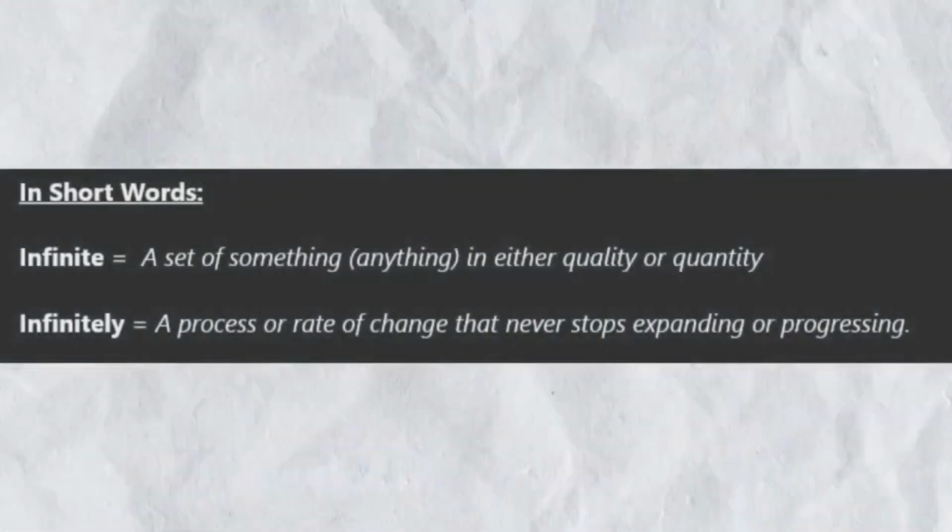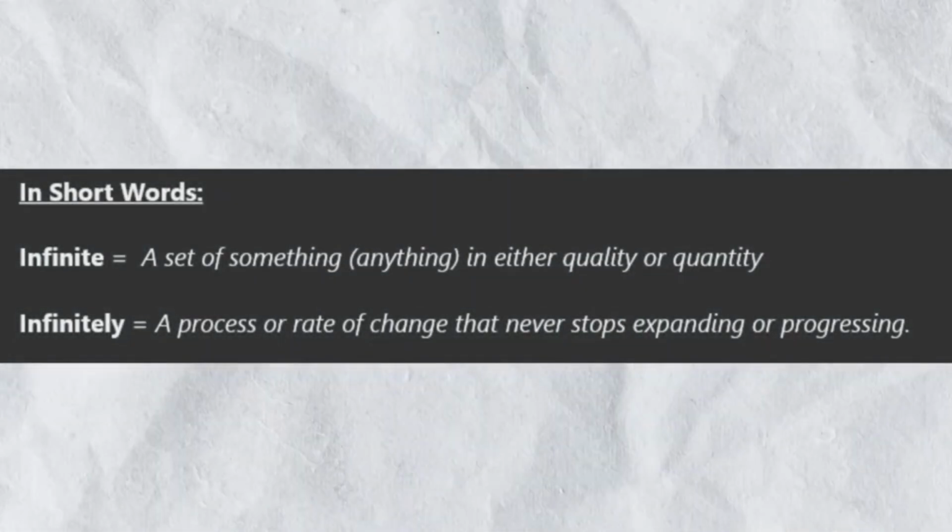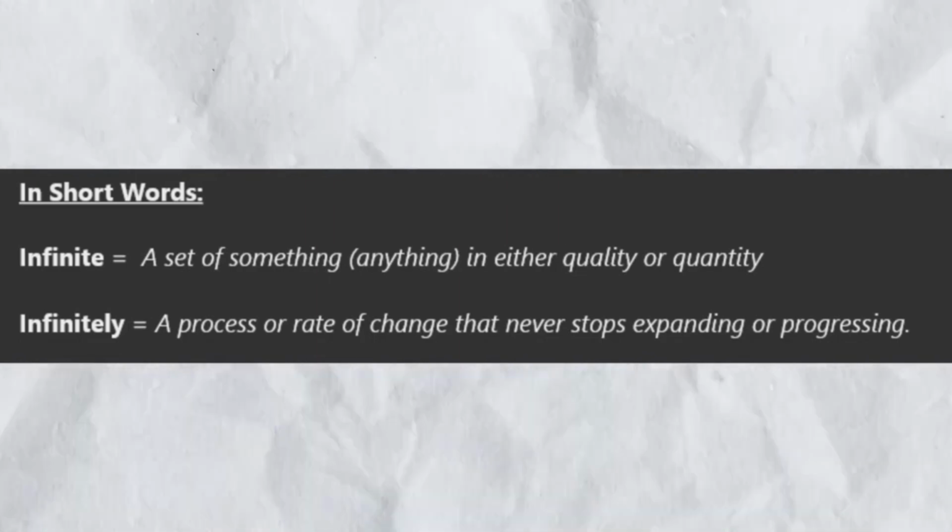In a more accurate term, infinite means a set of something in either quality or quantity, while infinitely means something that is growing or increasing rapidly without an end. It's not a set of infinite, but rather an endlessly increasing number.